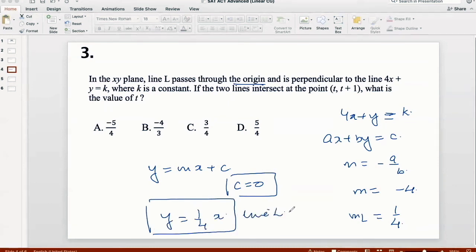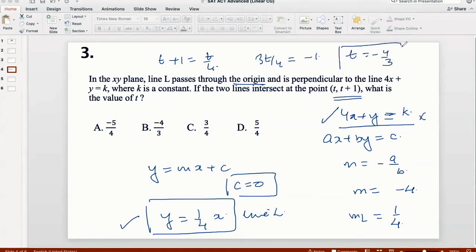Now, if the two lines intersect at this point, then the point lies on both lines. So it lies on this line and it lies on this line. So we need to find the value of t. So this line doesn't help us because it has another variable k. So we can use line L to find the value of t. So it will be t plus 1 is t by 4. So 3t by 4 is -1. So t is -4 by 3. So the value of t is -4 by 3, option B.